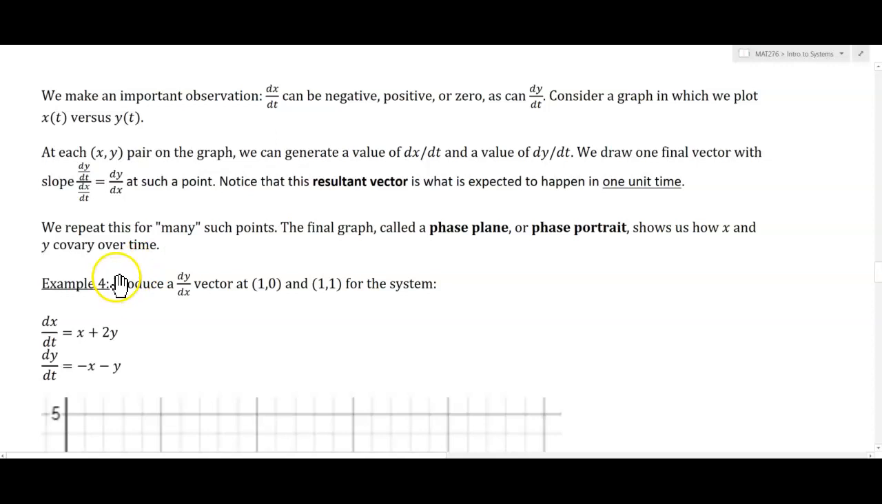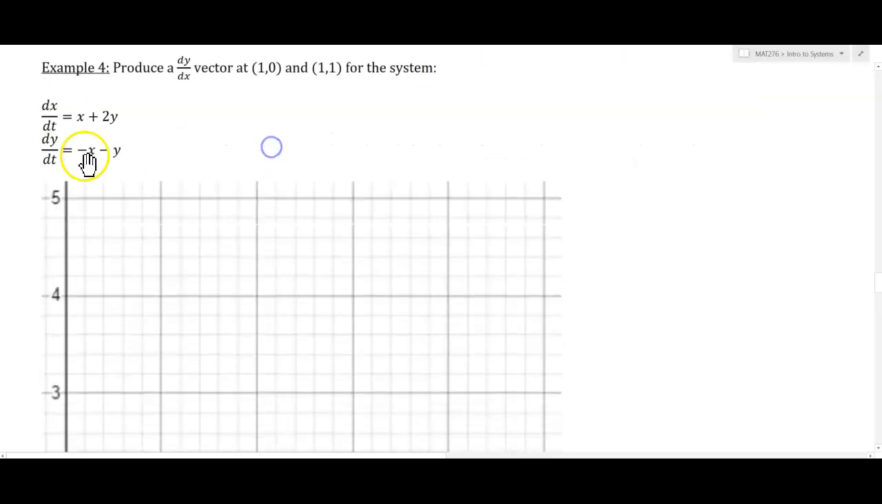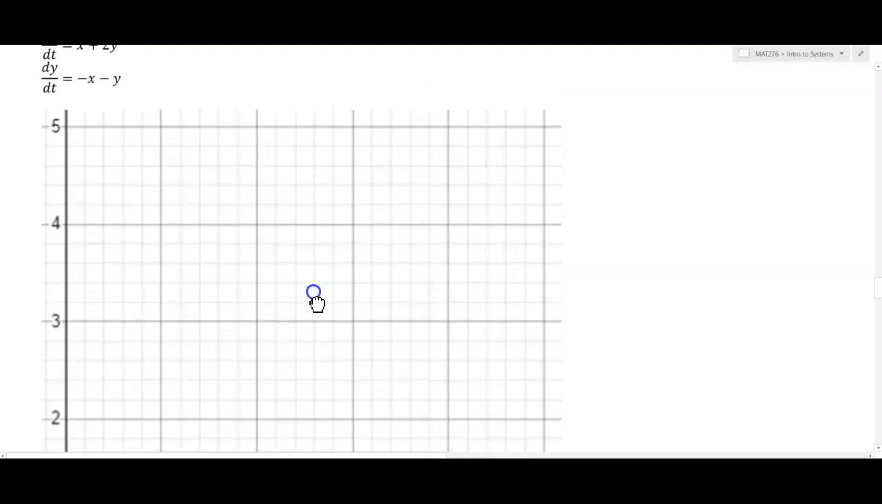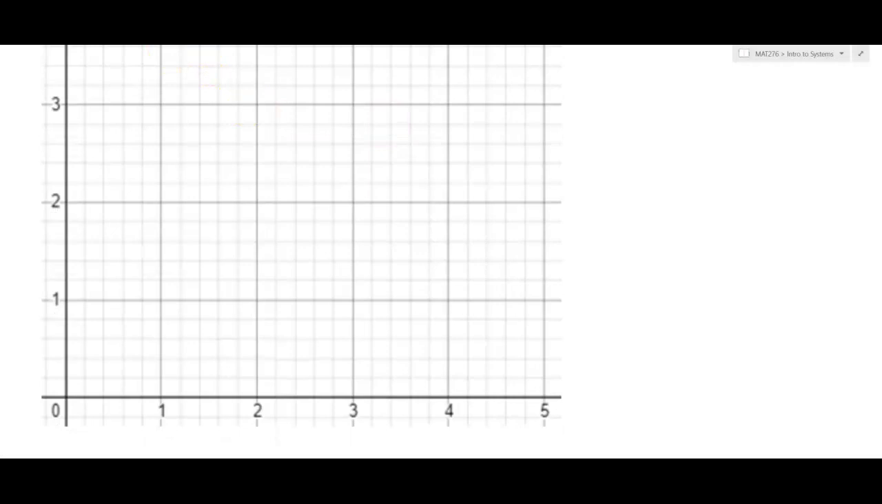Let's do an example. Produce a dy dx vector at 1, 0 and 1, 1 for the system dx dt equals x plus 2y, and dy dt equals negative x minus y. Okay, so at the point 1, 0, we're going to have two vectors. Here's 1, 0, and at this point we need to generate a dx dt and a dy dt. So we're going to generate both these slopes.